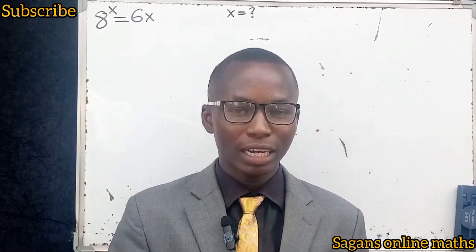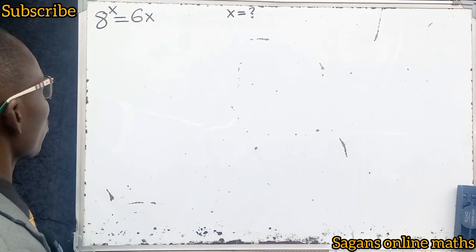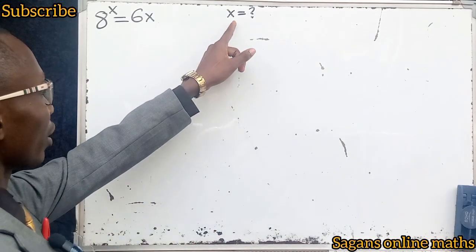Let's solve this question together. Now we're given that 8 to the power of x equals 6x. We are asked to look for the value of x.